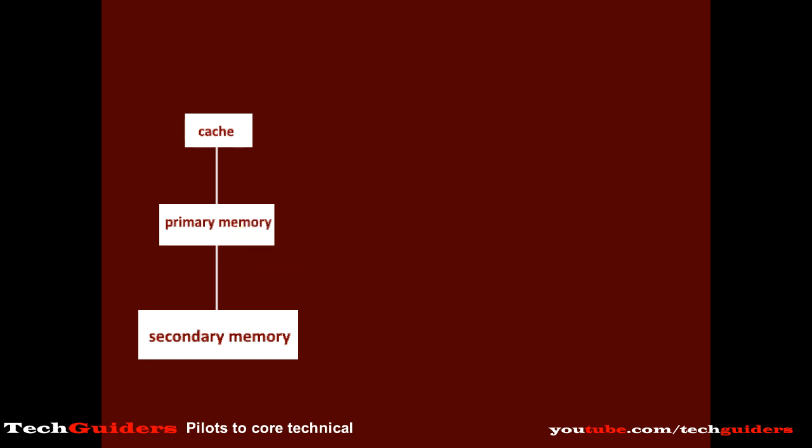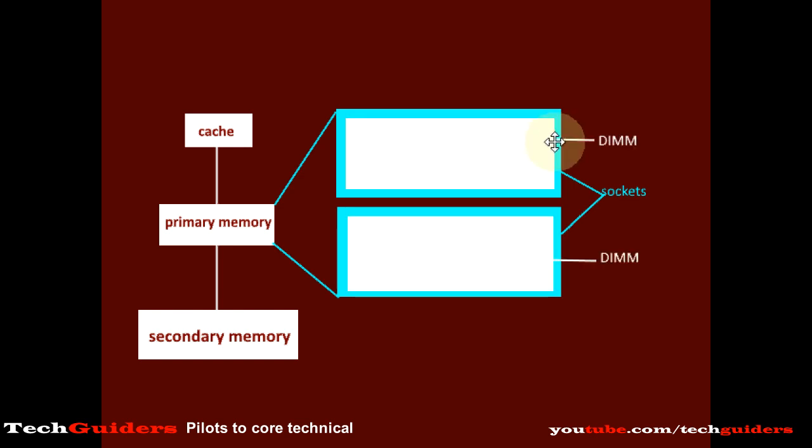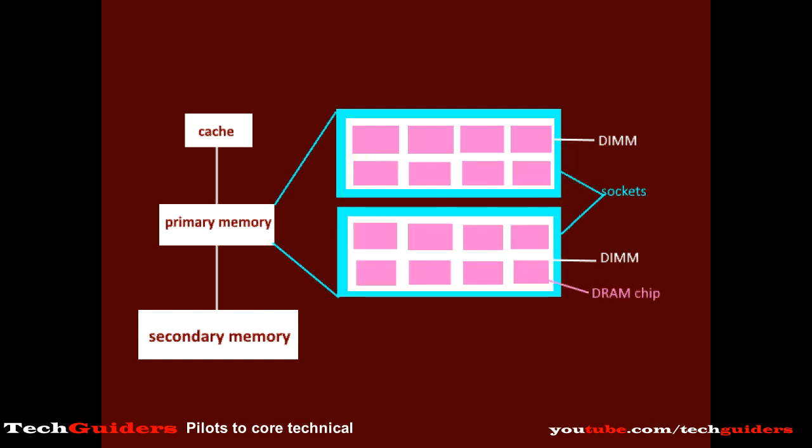On the motherboard for main memory, there are DIMM sockets, each socket holding a DIMM, dual in-line memory module. Each DIMM holds the DRAM chips on either side. Suppose for this DIMM there are 4 DRAM chips on one side. Then there will be 4 DRAM chips on the other side. Thus in total, for each DIMM here there are 8 DRAM chips.